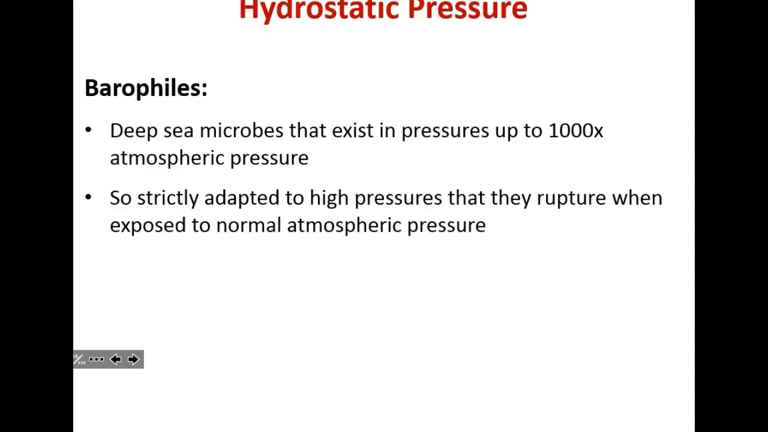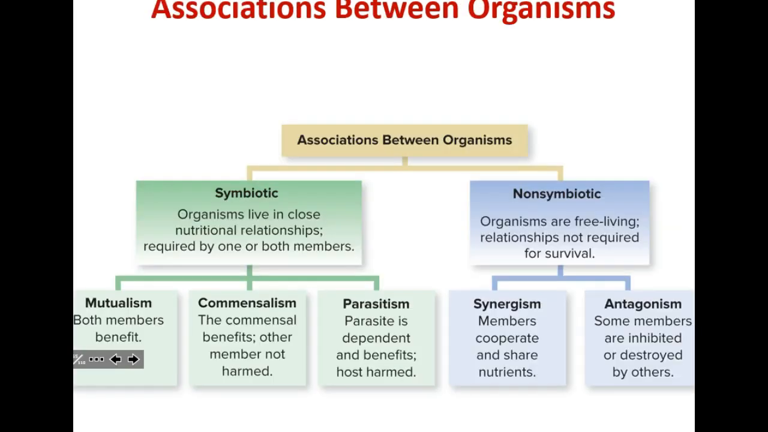Yes. Hydrostatic pressure. Barophiles live in deep sea microbes that exist in pressures up to 1,000 times atmospheric pressure. So where do they live? In the deep sea. So strictly adapted to high pressures that they rupture when exposed to normal atmospheric pressure. Barophiles, deep sea microbes that exist in high pressure, pressures up to 1,000 times the atmospheric pressure.